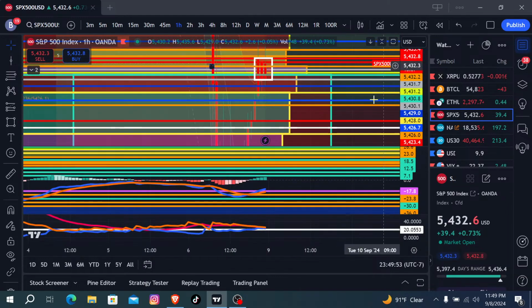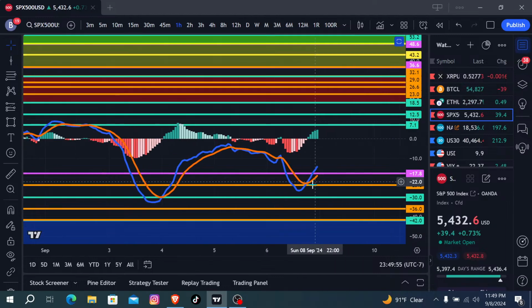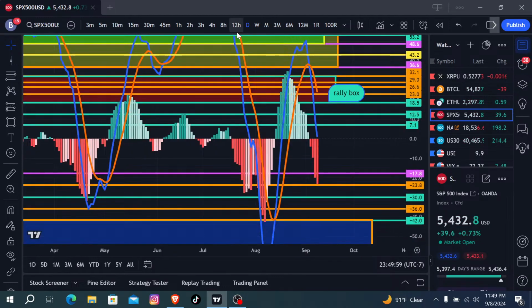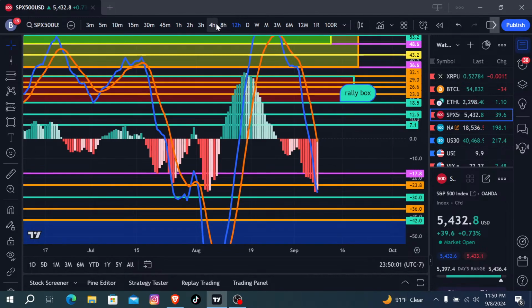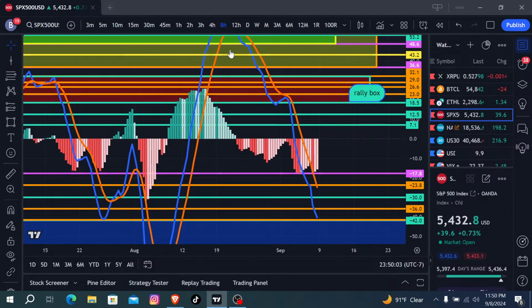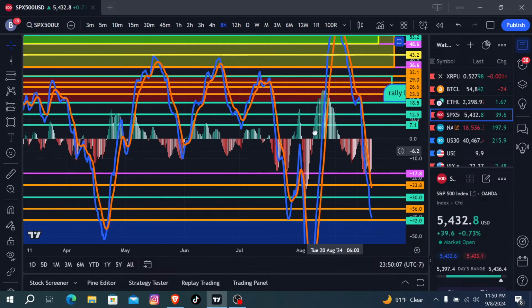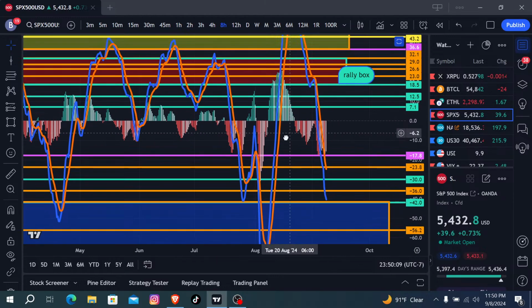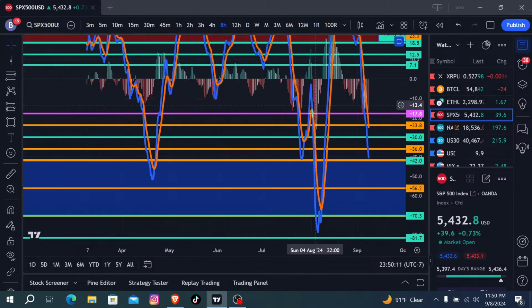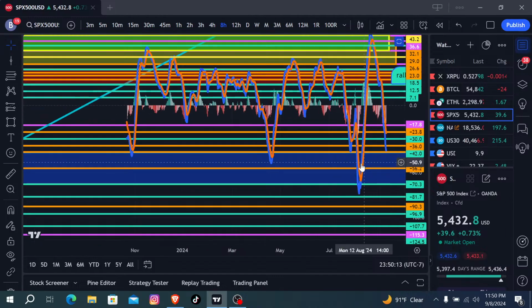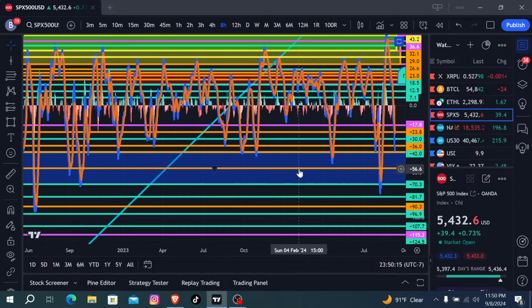But yeah, for the MACD, you guys, that's how I use the MACD. But I normally focus on the weekly, daily, 12-hour candle, and if anything, 8-hour candle. But yeah, that's all for this, you guys.